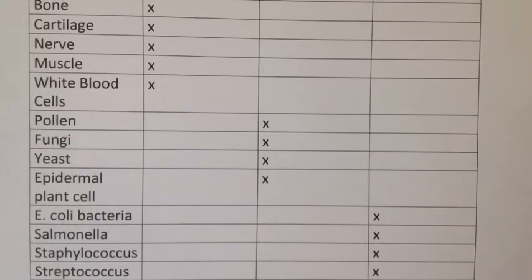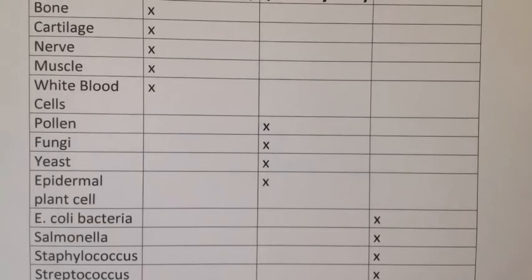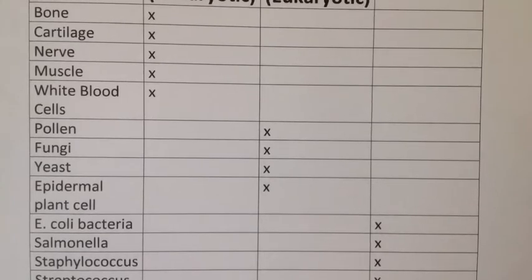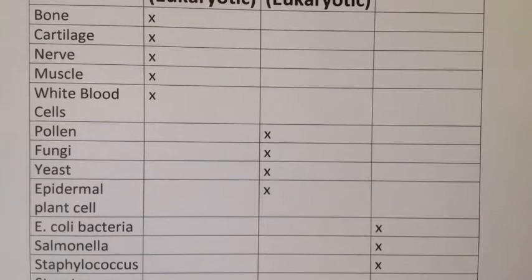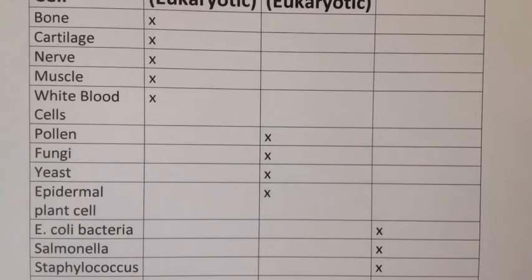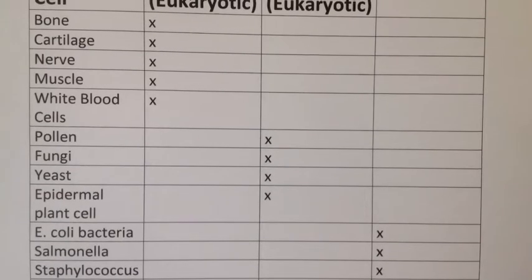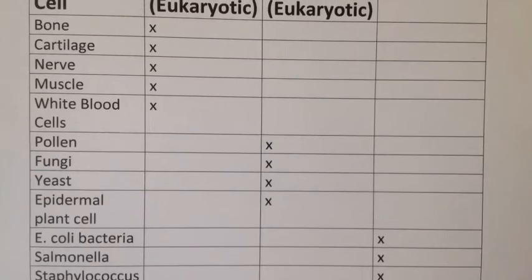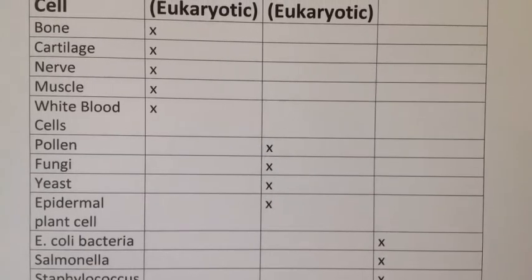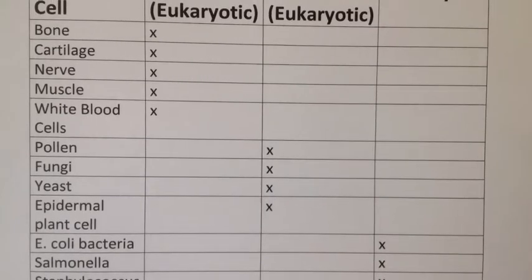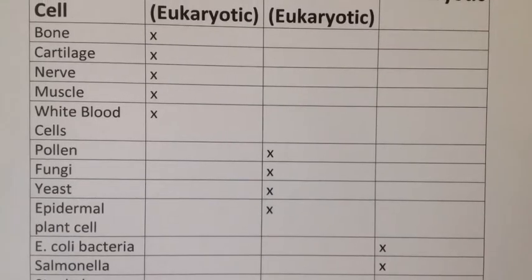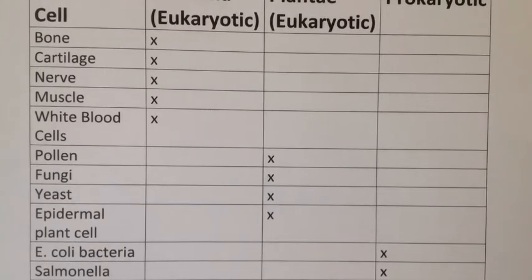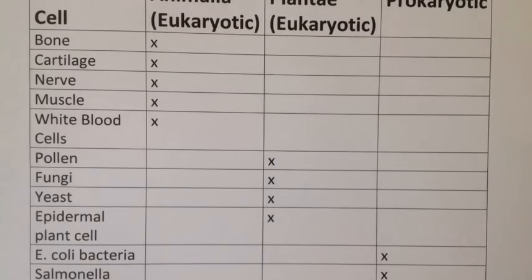What you are seeing is a chart displaying types of cells. I am first going to list eukaryotic animal cells. They are bone cells, cartilage cells, nerve cells, muscle cells, and white blood cells. Next, I'm going to talk about eukaryotic plant cells, which are pollen, fungi, yeast, epidermal plant cells. Next, I'm going to talk about prokaryotic bacteria cells: E. coli bacteria, Salmonella, Staphylococcus, and Streptococcus.